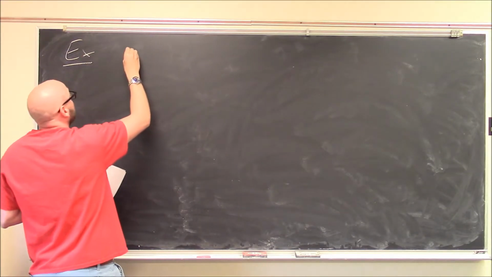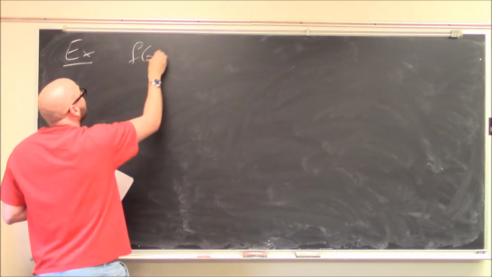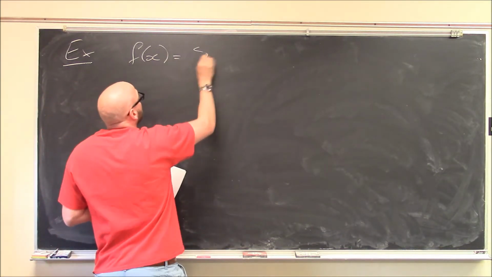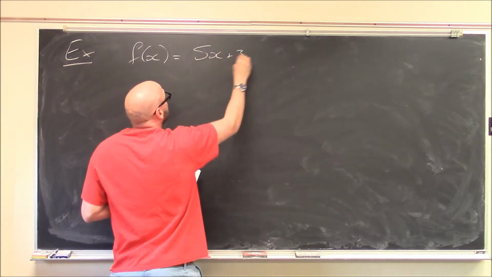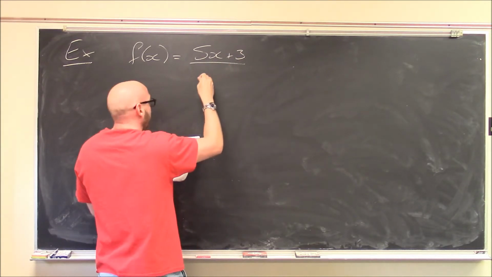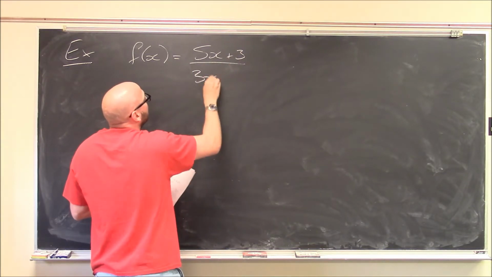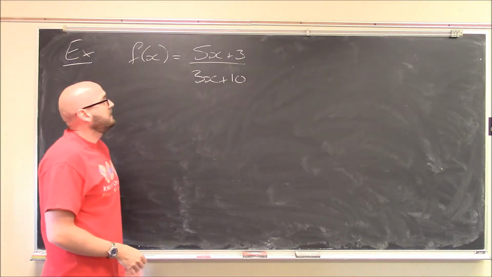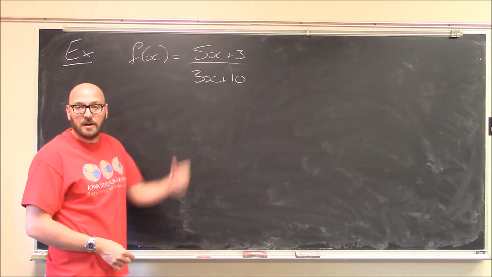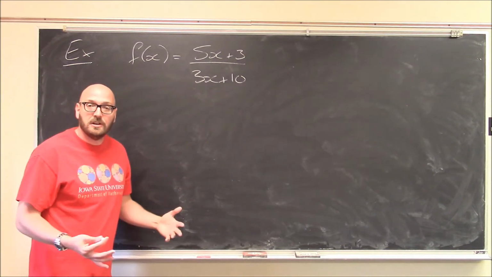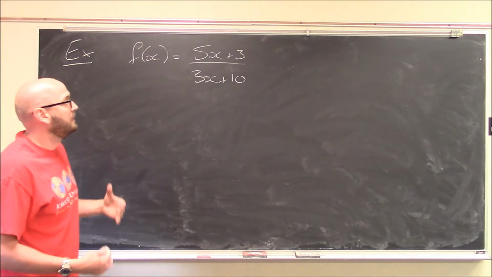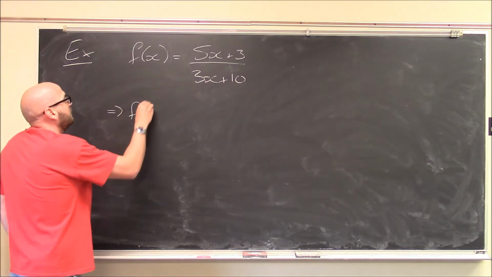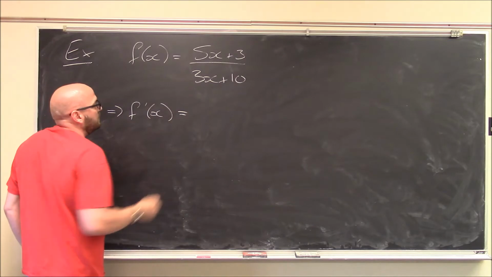So this is really nice because now we can differentiate rational expressions, right? So here's a simple one, 5x plus 3 over 3x plus 10. There's a rational expression, one polynomial divided by another, and up to this point we didn't know how to differentiate expressions like this, right? Because we couldn't handle quotients. But now we can. So we'll take its derivative using the quotient rule.